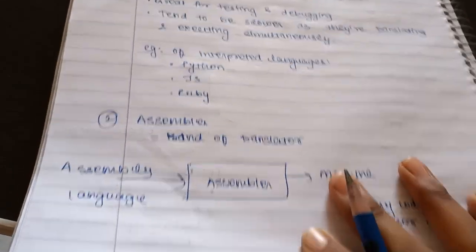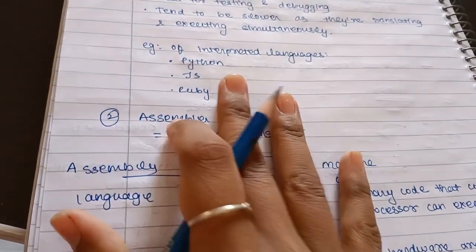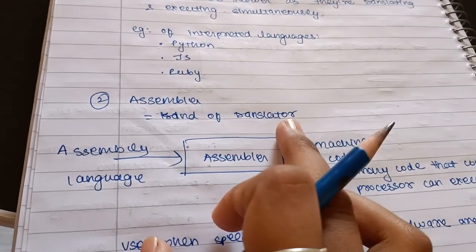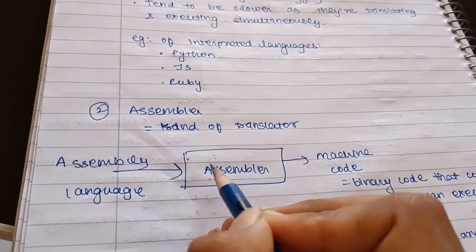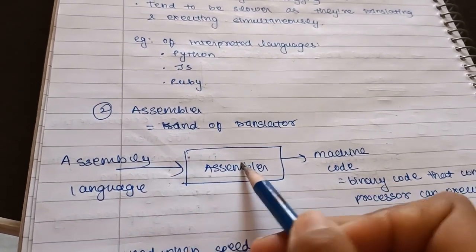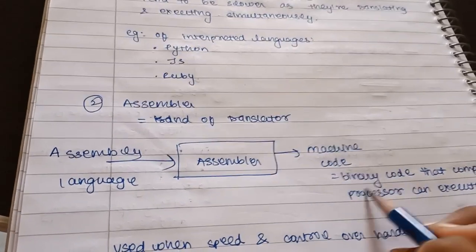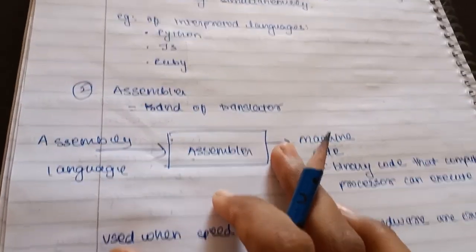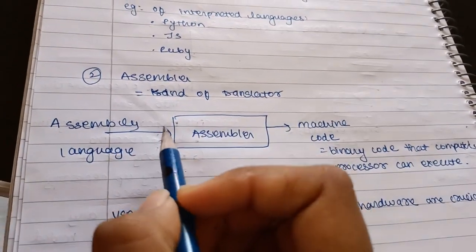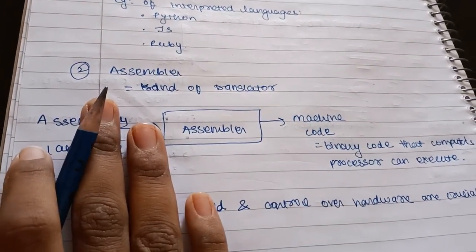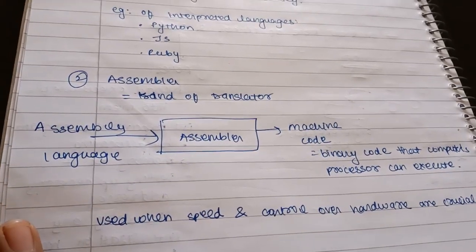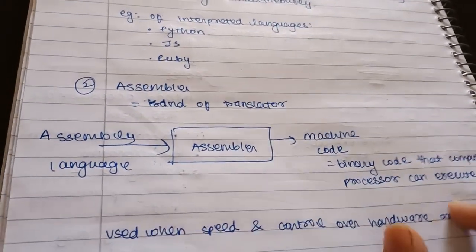Our next one is the assembler. Assembler is one kind of translator, as we discussed in the very first video, that the types of translator were assembler and compiler, right? The only thing different in the assembler is that it takes the assembly language program as input and gives you machine code. Machine code is nothing but binary code that our computer's processor can execute. It is used when speed and control over the hardware are crucial, because with assembly language it will not take much time to convert into machine code, as compared to the compiler, which takes high level code and translates it into machine code.